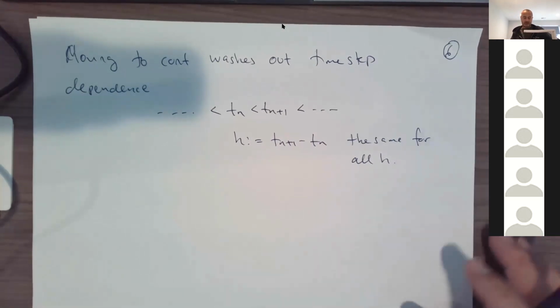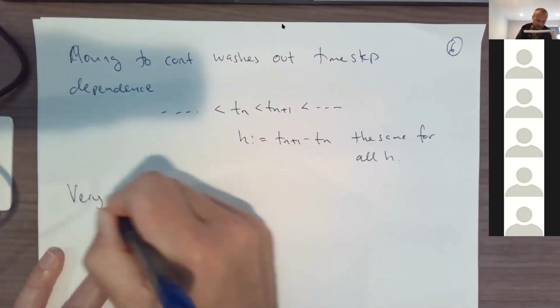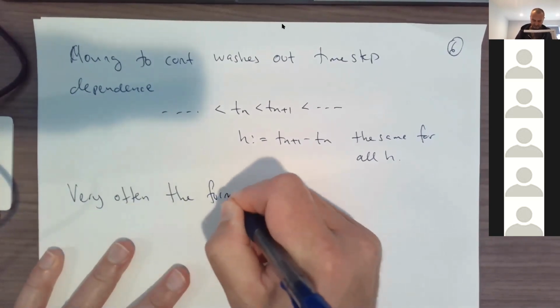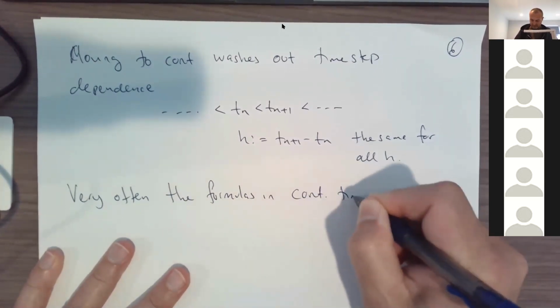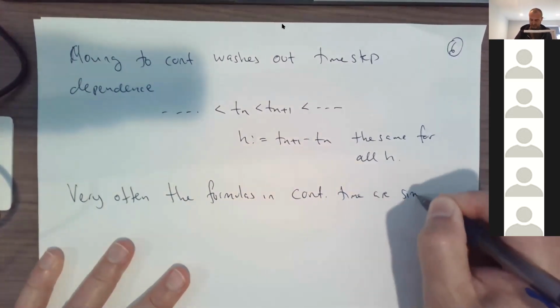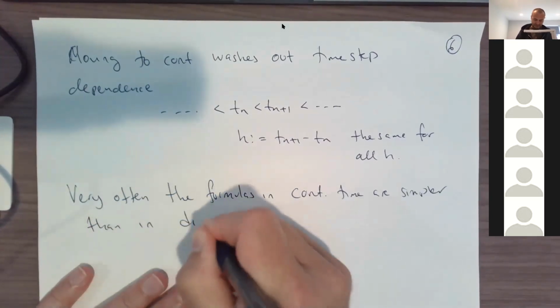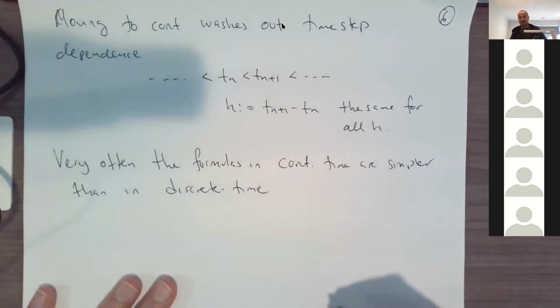So that's one argument. It washes out this time step dependence, and very often the formulas in continuous time are simpler than in discrete time. And so why is that?